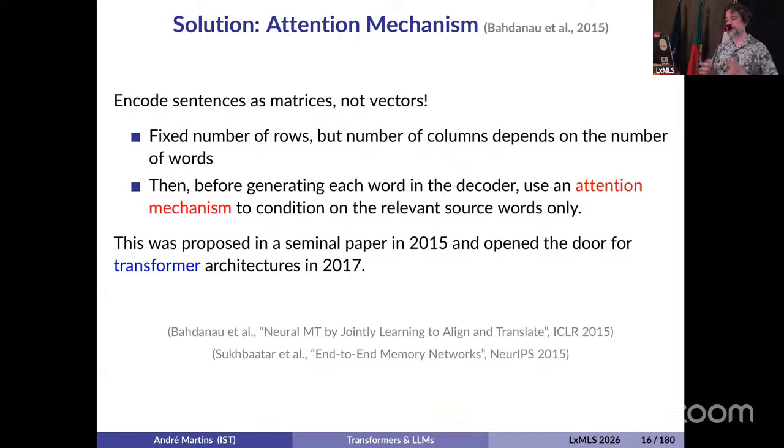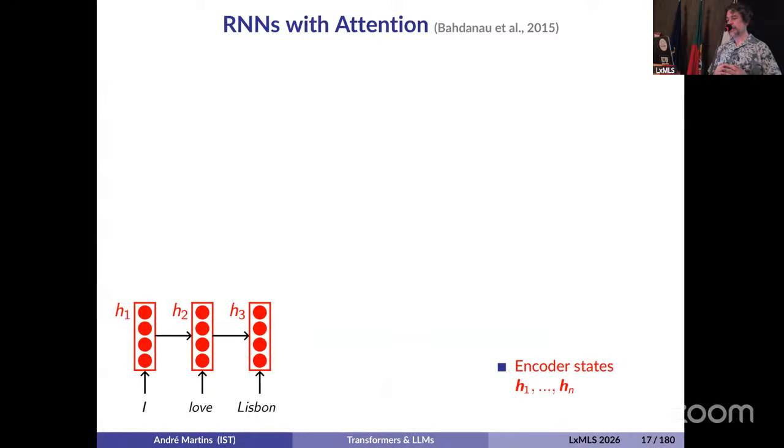There is also work done more or less in parallel by a team at Meta. So this paper by Bahdanau was from Mila, an academic lab. At Meta, they were working on something called end-to-end memory networks that were more or less the same idea. So let's see how it works when we bring attention mechanisms to RNNs.